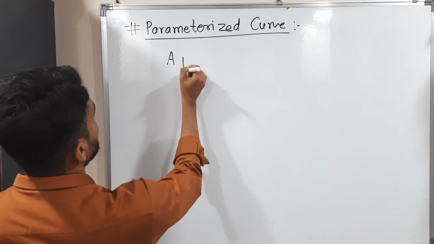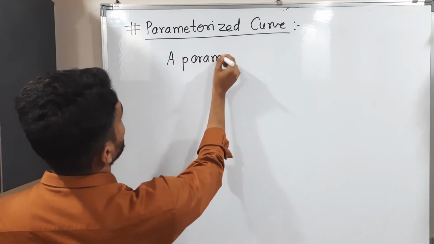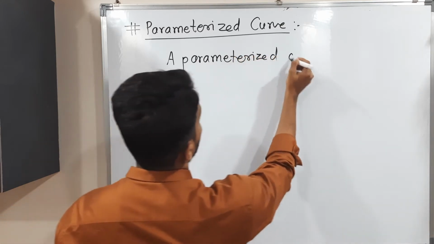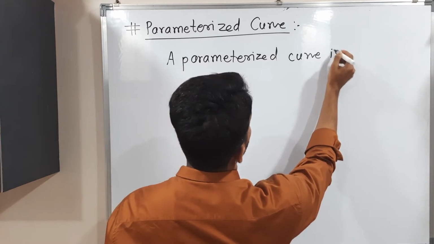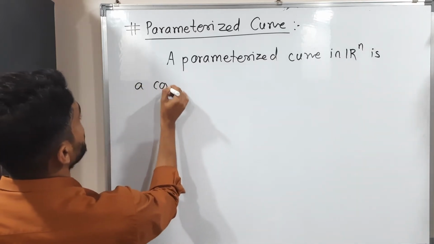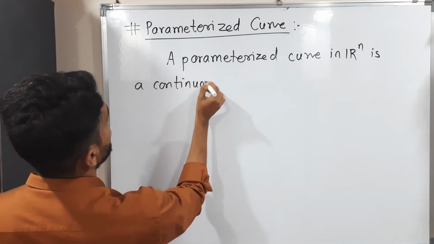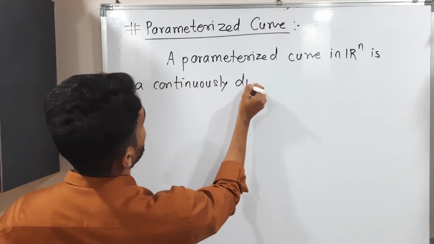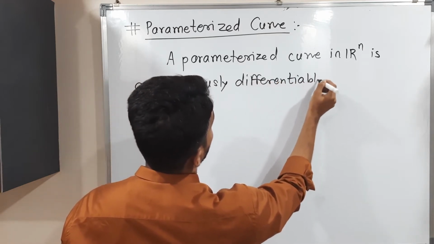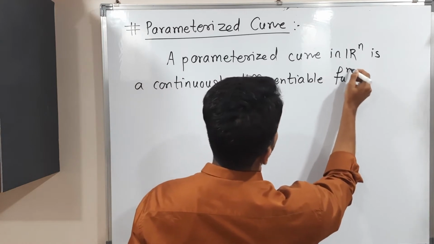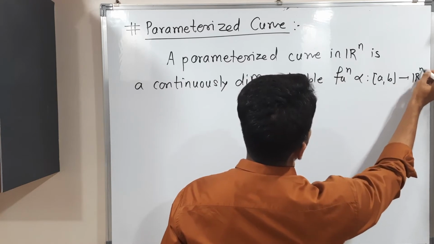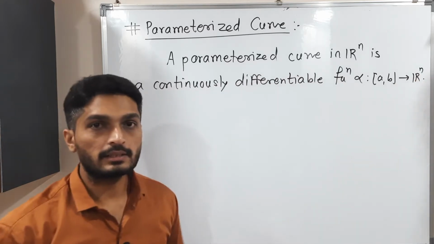A parameterized curve in Rn is a continuously differentiable function alpha defined from closed interval AB to Rn. So this is called a parameterized curve.